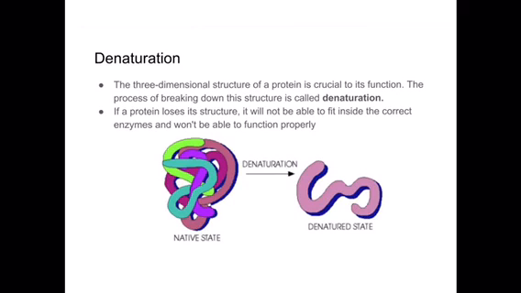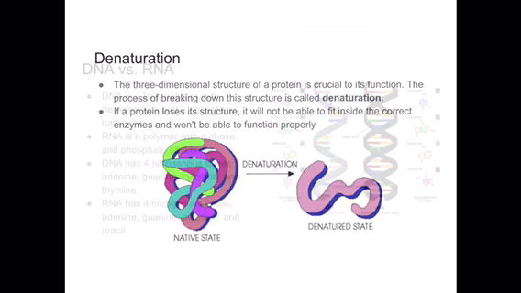Alright, so denaturation. The three-dimensional structure of a protein is crucial to its function. The process of breaking down the structure is called denaturation. If a protein loses its structure, it will not be able to fit inside the correct enzymes, and thus won't be able to function properly.